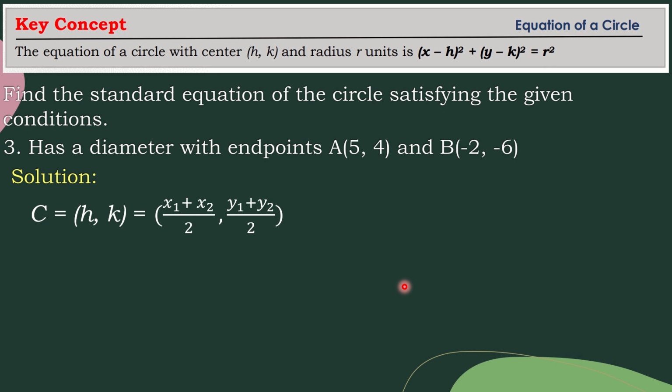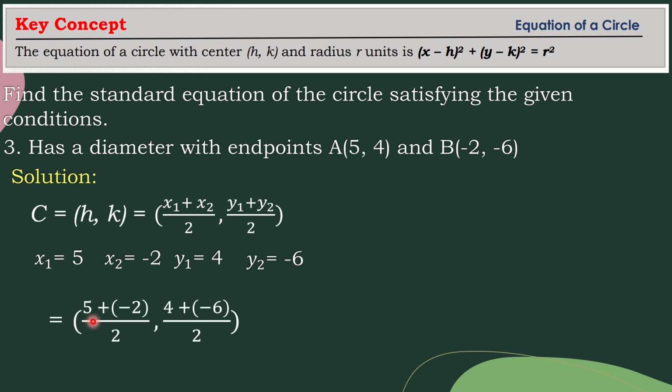is denoted by x sub 1 plus x sub 2 all over 2, y sub 1 plus y sub 2 all over 2. So let's have first the values of the variables. x sub 1 is 5, x sub 2 is -2, y sub 1 is 4, and y sub 2 is -6. So let's have the direct substitution of these values to the formula. That would become your x sub 1, which is 5, plus x sub 2, which is -2, all over 2. Then y sub 1, which is 4, plus your y sub 2, which is negative 6, all over 2.